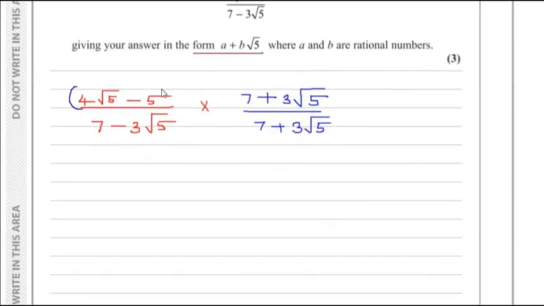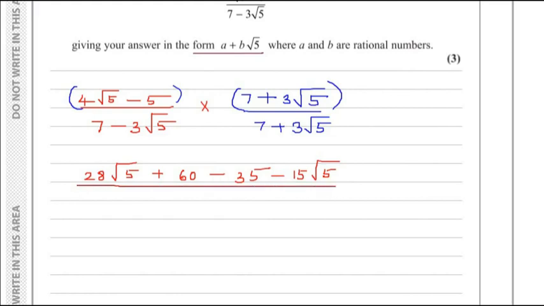Next I am going to multiply the numerators first by expanding the brackets. So we have 4√5 times 7, that gives us 28√5, and 4√5 times 3√5 gives us 12 times 5 is 60, and next minus 5 times 7 gives us minus 35, and minus 5 times 3√5 gives us minus 15√5. You can use the calculator to multiply the terms.